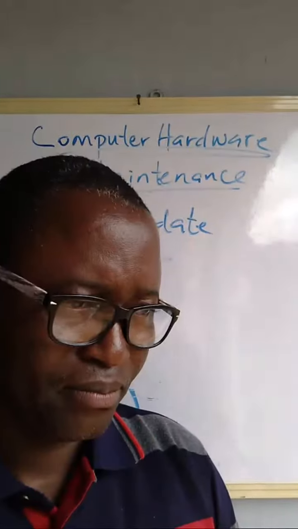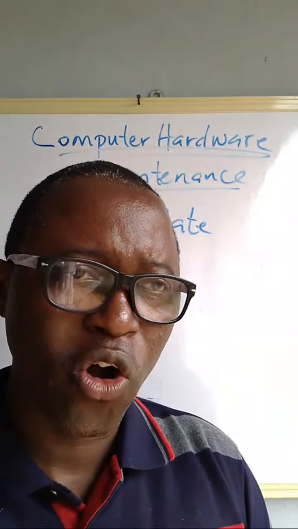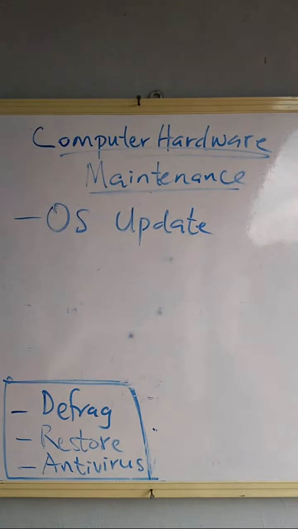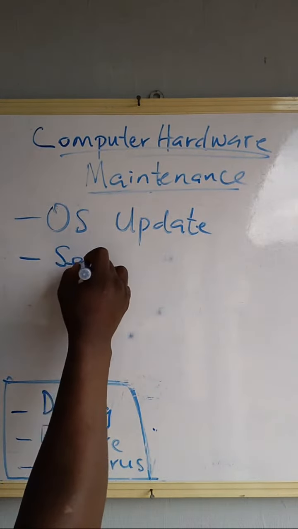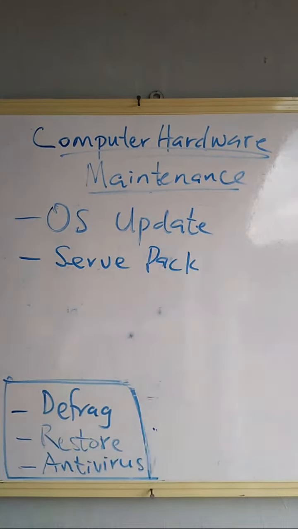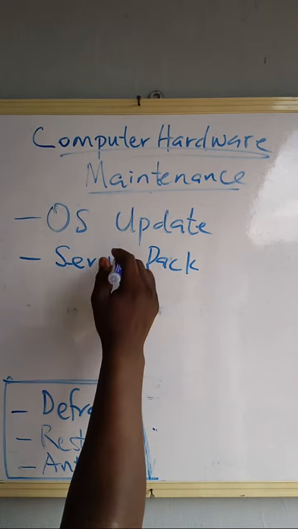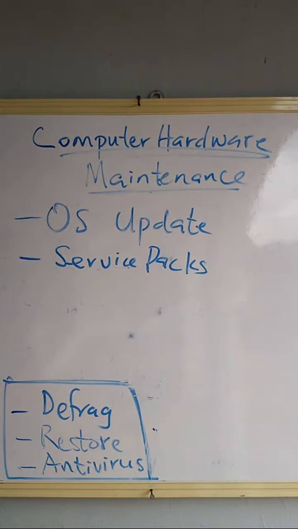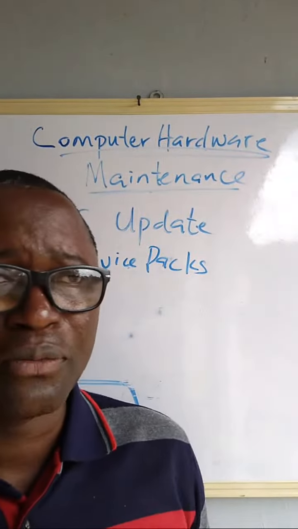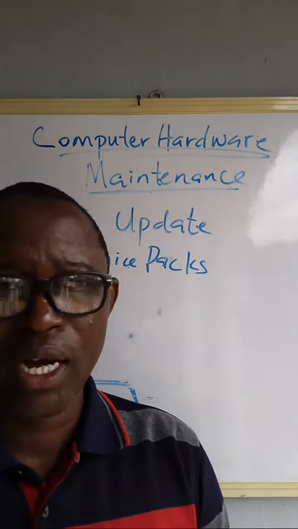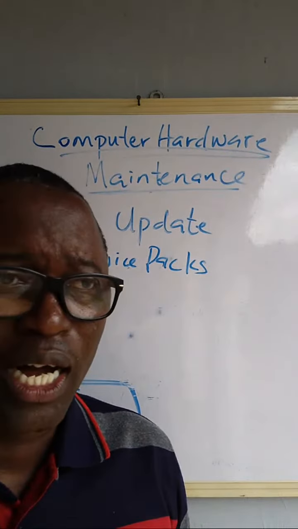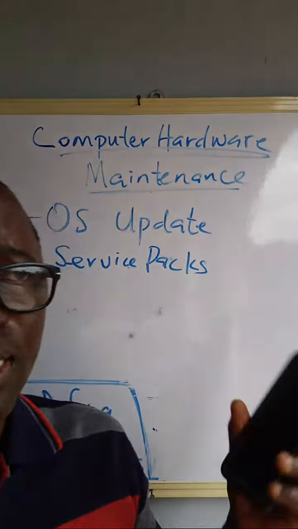Now, the operating system supplier, they usually supply the updates, and when they supply the updates, it has to be installed. And sometimes they supply what we call service pack. These are part of the software updates. So, okay, service packs. These are part of the updates that the operating system receives from time to time from the original software developer, especially Microsoft.